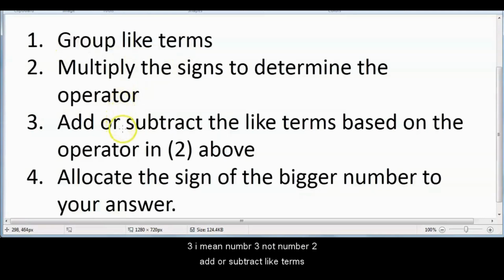And then number 3, not number 2: add or subtract the like terms, not add or subtract the numbers as previously stated in the rules for addition and subtraction of numbers. That's because in algebra we only add or subtract like terms.